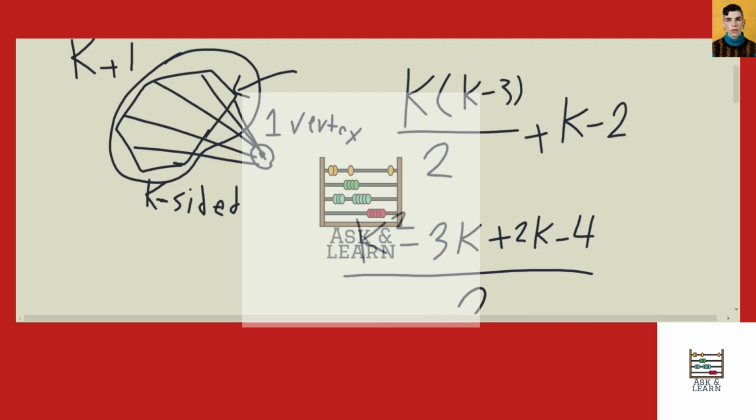The new vertex is going to connect to all k sides, but here's the trick. It is going to create 2 new sides, but one of the old sides, which I'm going to put in blue, will not remain a side, because we added a new vertex.